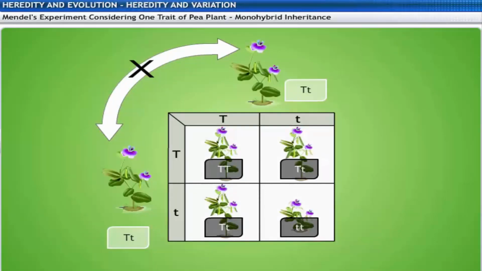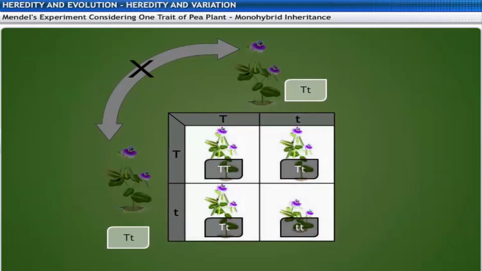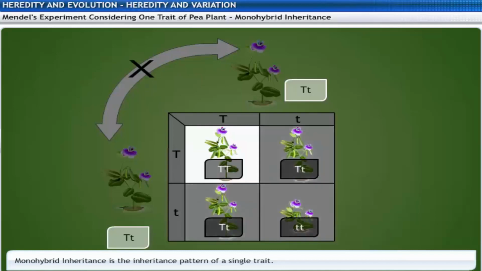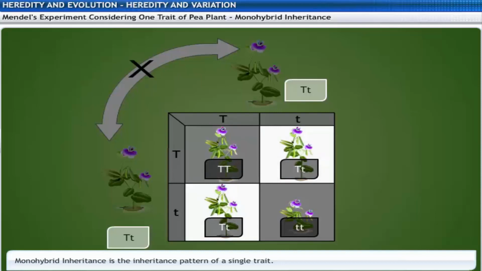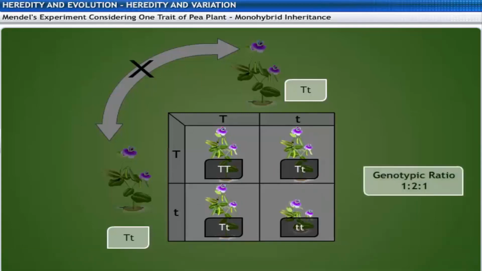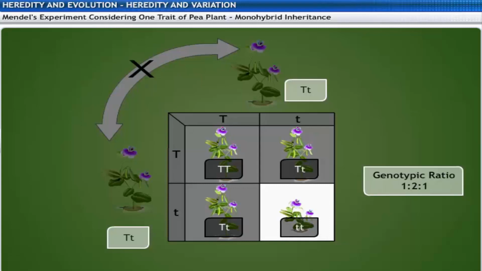Now, let's see the entire experiment in the form of genotypic and phenotypic representation. From the Punnett square, it is seen that random fertilizations result in 1/4 TT, half Tt, and 1/4 tt. This gave the genotypic ratio of 1:2:1. 1 pure tall plant, 2 hybrid tall plants, and 1 dwarf plant.